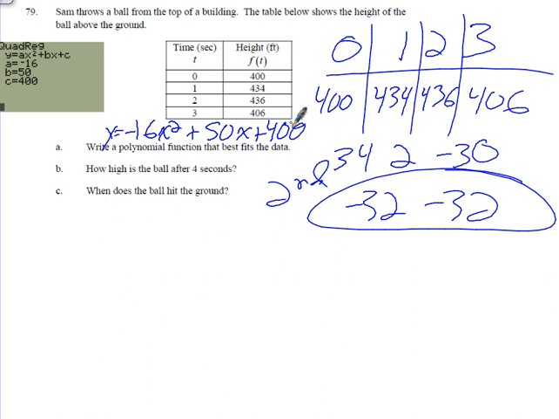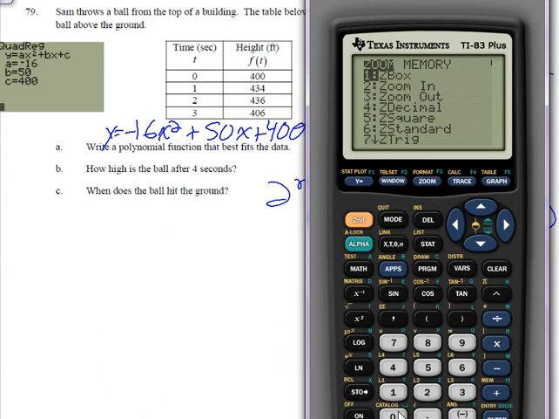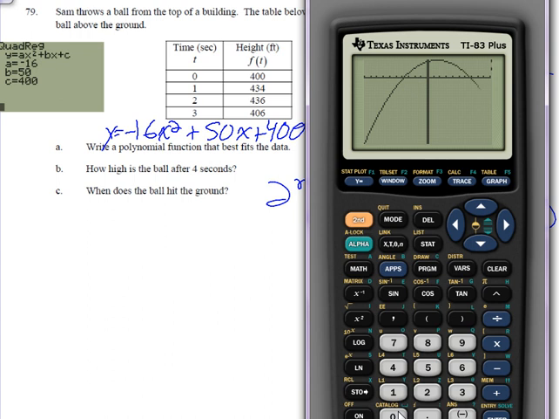So I entered that first function. Then it wants to know how high is the ball after 4 seconds. So I'm just plugging that in for x. I'm going to go ahead and just put it in my calculator, so it's nice and simple, and I can find it easily. Negative 16x squared plus 50x plus 400. I'm going to go to Zoom Fit, Zoom 0. Get something that looks like this. Alright, and that gives me everything I need.